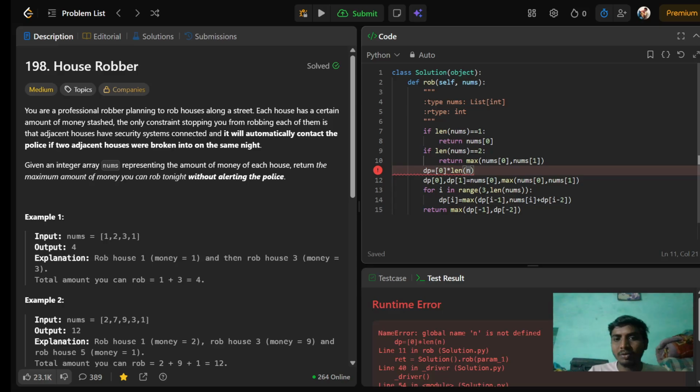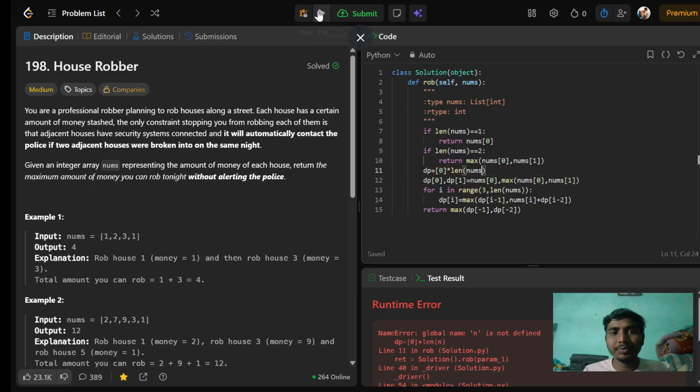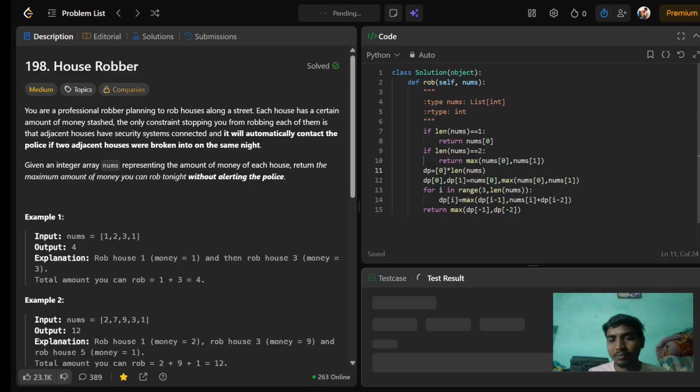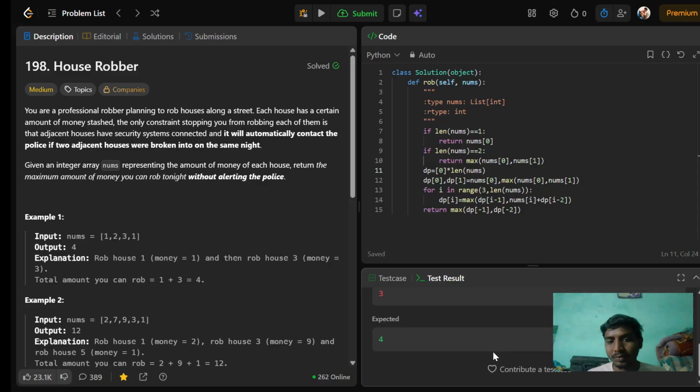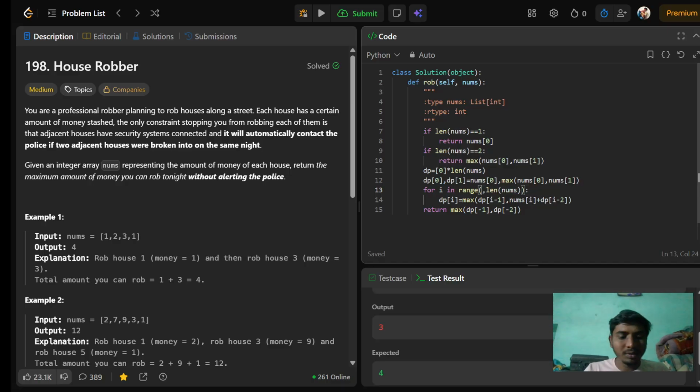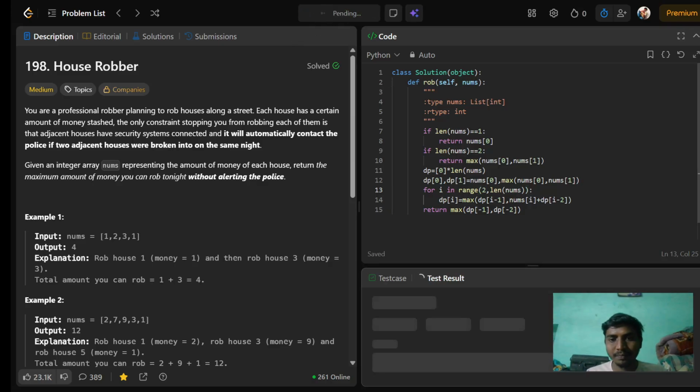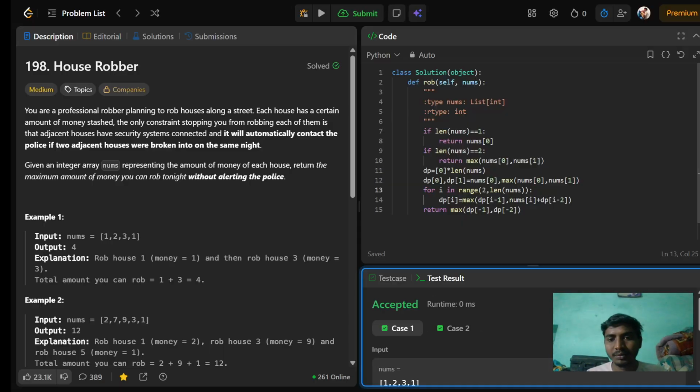By mistake I wrote n, but actually it is nums. There is something wrong in my code. Let me observe the code. Here is the mistake. We will start, but index starts from 0, so the third house will represent index 2.